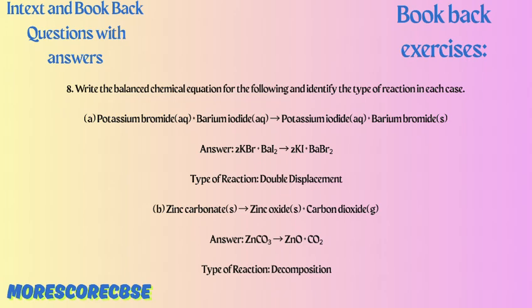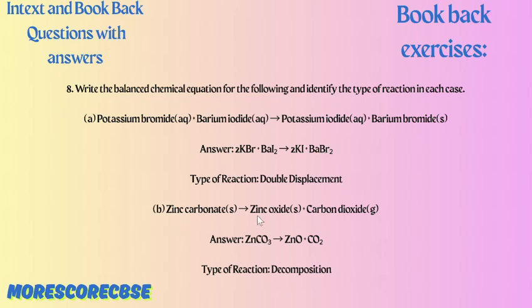Next, write the balanced equation and identify the type of reaction. So here potassium bromide, KBr, plus barium iodide, BaI2, giving potassium iodide, KI, plus BaBr2. Here two ions are interchanging, so this is an example of a double displacement reaction.